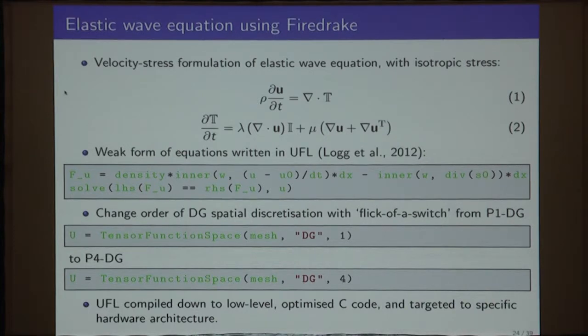The compiler is able to read this. It knows what this means. It knows that it's an integral. Here you specify, it goes away and it solves it. If you want to change the DG spatial discretization, it's only a call to a function where you define, say, U, in this case a tensor function space. DG is the element type, discontinuous Galerkin. So remember the compactness, we like the compactness of this. That's for first order. If we want fourth order, we just change the number to four, and that's the job done. And then UFL is compiled down to low-level optimized C, targeting the specific hardware, and it's parallelized.